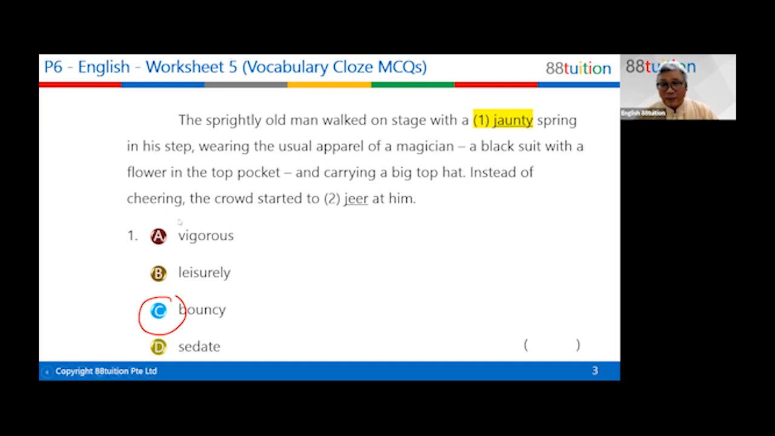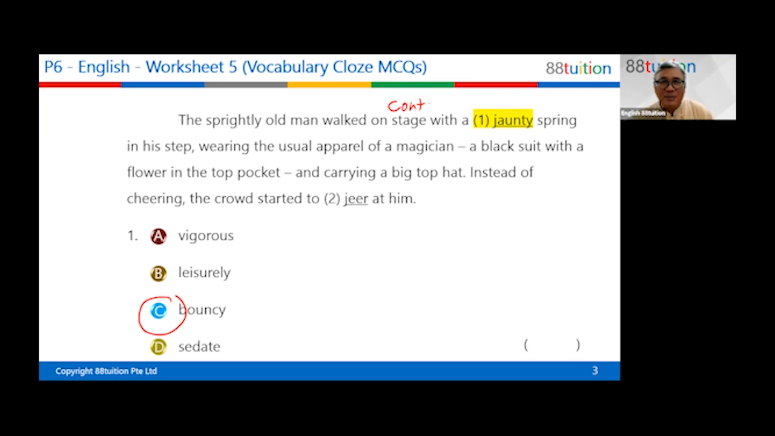Now, somebody put down D, sedate. So the word sedate is actually the complete opposite of bouncy. Sedate means you are rather calm, rather still, very sedate. Somebody who is sedated is like taking drugs and therefore becomes very sleepy. So not sedate, definitely. And if you look at the context, it's important to look at the context of the statements.